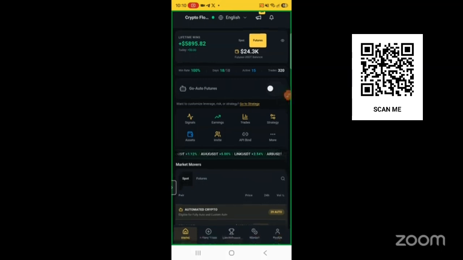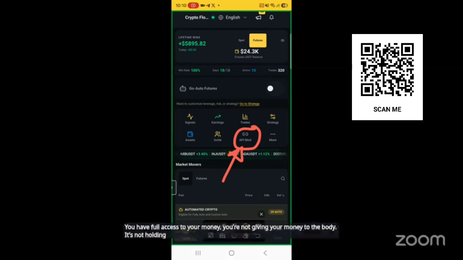So Crypto Flow Bot, remember you have connected it to your Binance account. Why do you connect it to your Binance account? It is because we do not give our capital to Crypto Flow Bot. Rather, our capital stays in Binance or Bybit. Then we just connect Crypto Flow Bot to our Binance or Bybit. So it is going to start trading inside your Binance or your Bybit for you. So you have full access to your money. You're not giving your money to the bot. It is not holding your money. That's the beauty of this.